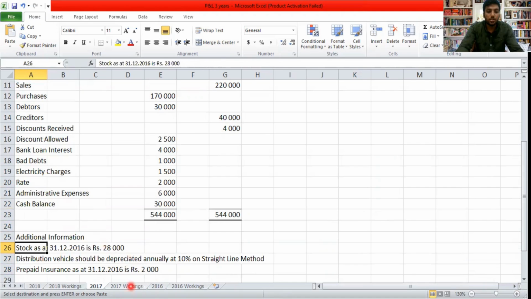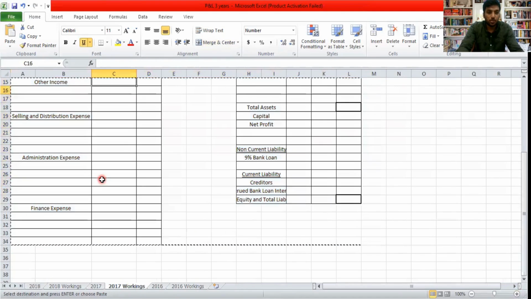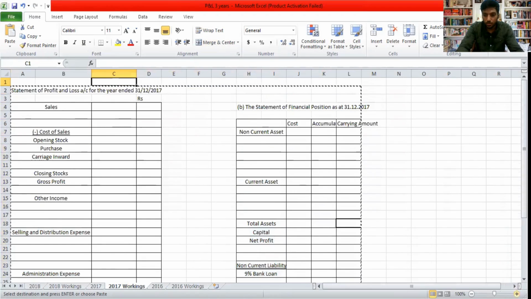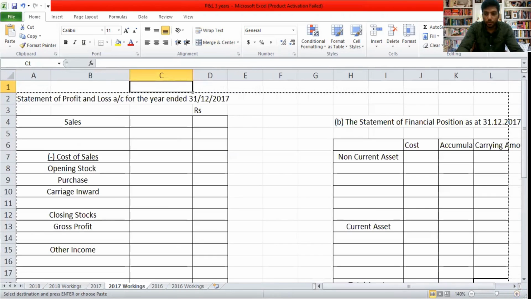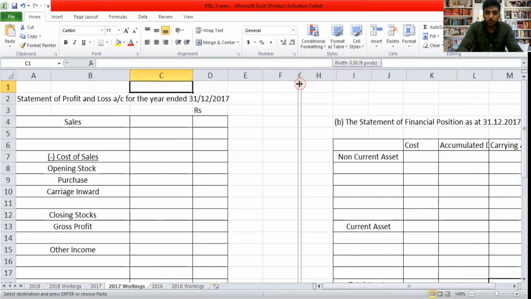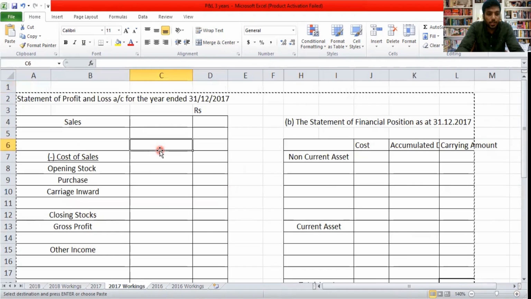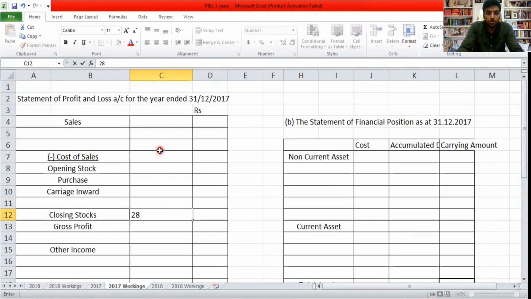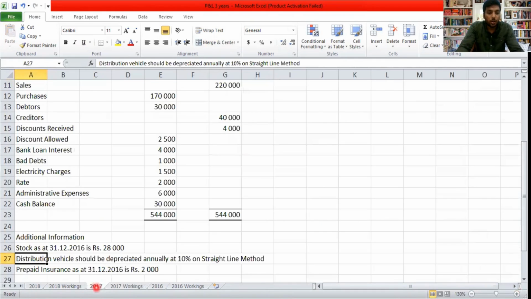So I'm going to take this to the working sheet. Let me zoom in on this working sheet. So I'm going to take closing stock. It's 28,000. It's always better to put a comma, as I said in the last sum. Then we are recording that the distribution vehicle should be depreciated annually at 10% per annum.